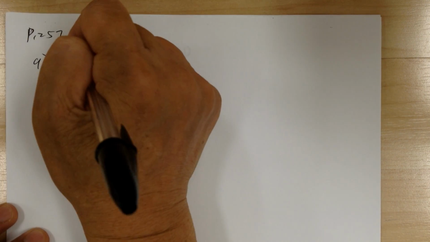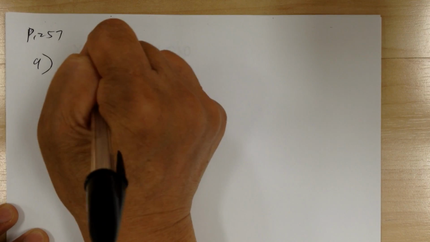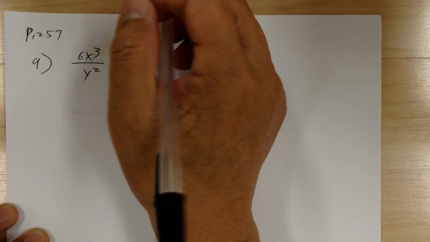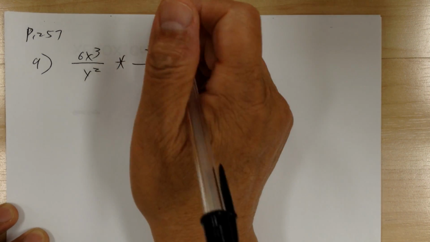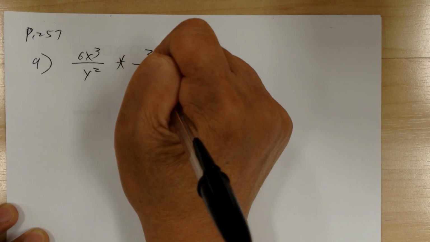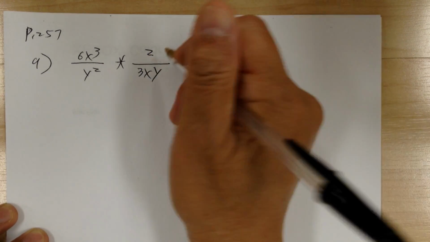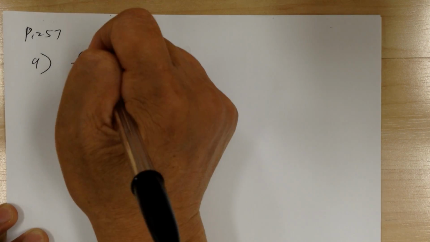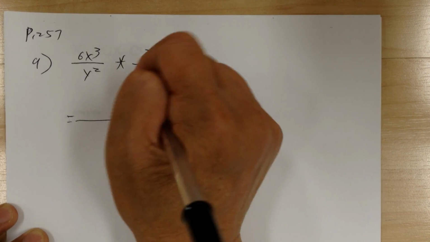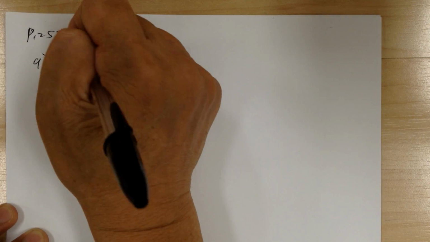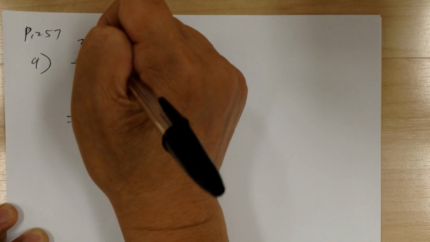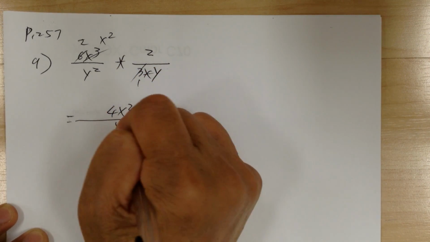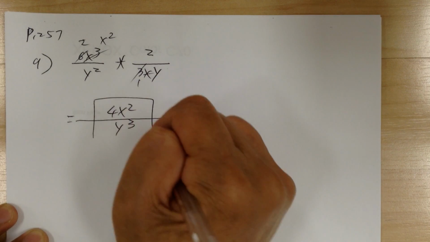Okay, number 9. You have 6x over 3 over y squared. And this is division, so I'm going to change it to multiplication and flip upside down. So we times by 2 over 3xy. Then after that, I'm going to start to simplify. The only thing I can simplify is the x. Oh wait, the 3 can cancel out, so let's do that. And the x cancels out, I get x squared. So I get 4x squared over y cubed. Okay, and that's it.